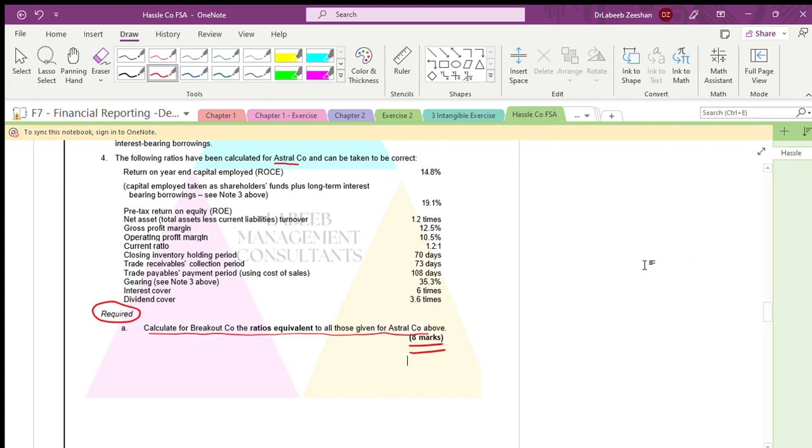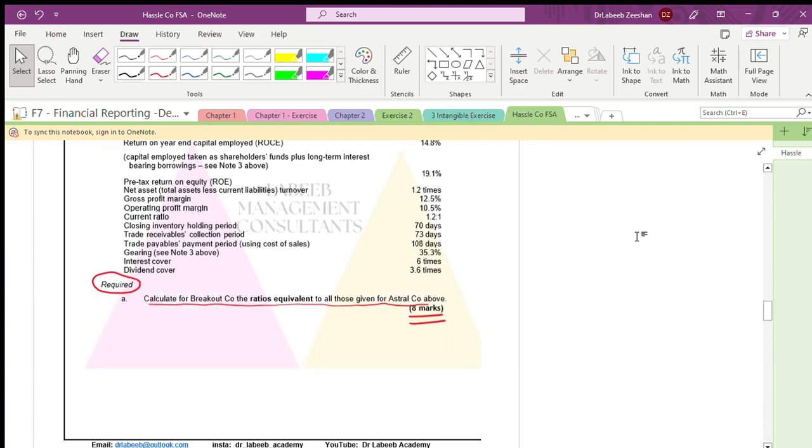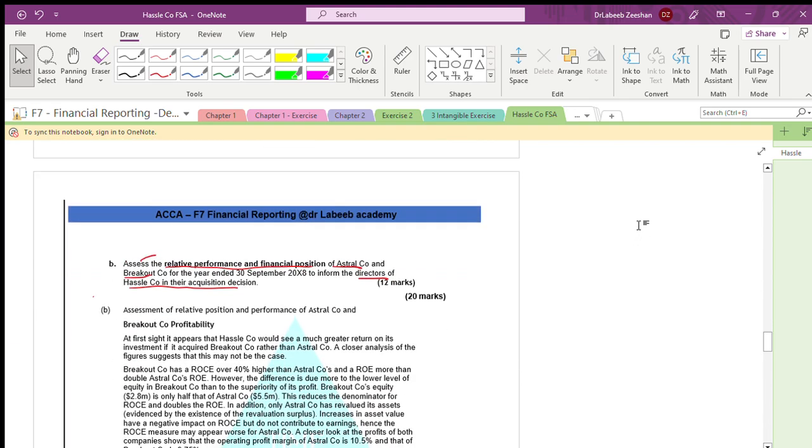And next part, what they say, I have attached the same answer. Okay, I have not given anything. I have not done anything. Whatever is there, I have just taken that one. Assess the relevant performance and financial position of Astral and Breakout. They are talking about assessing. Assessing is nothing but comparison. It is assessment of the two companies to inform the directors of ACCA. ACCA is the one company which is going to assess the performance of Astral and Breakout.